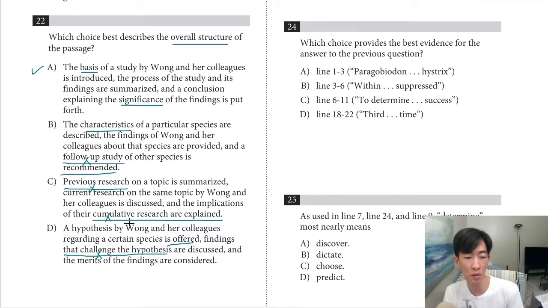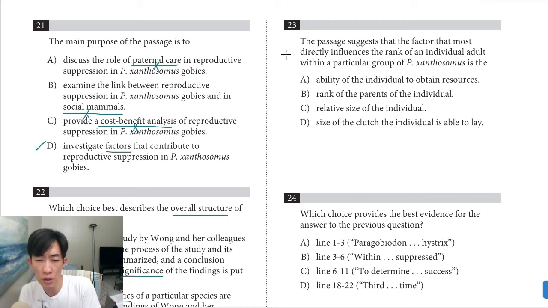So D is definitely the most off, and so A is going to be the best answer. Question 23 and 24, these should be done together. The passage suggests that a factor that most directly influences the rank of an individual adult within a particular group is the... I actually don't remember this from the passage. It's not something that I was paying attention to. Let's just quickly look over it so we know what we'd be looking for.